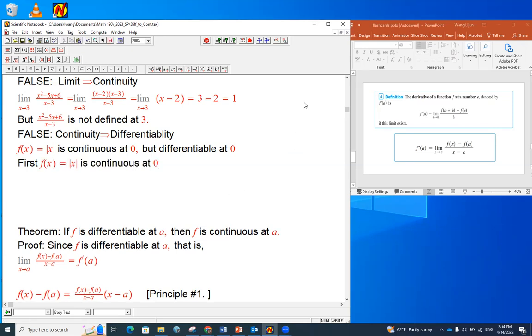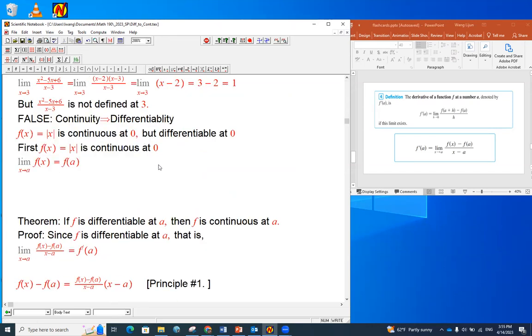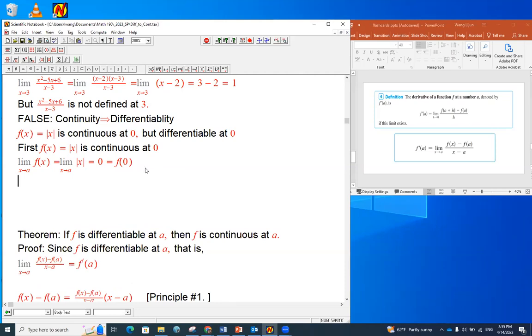To demonstrate it's continuous at 0, all we have to do is apply the definition. We take a limit. You can consider the limit from left or from right, but it is pretty straightforward in this case. That is the limit of the absolute value of x. It's just a direct substitution, and that's going to be 0, which is also the value the function is defined as at 0, which is the same. So continuity is pretty obvious.